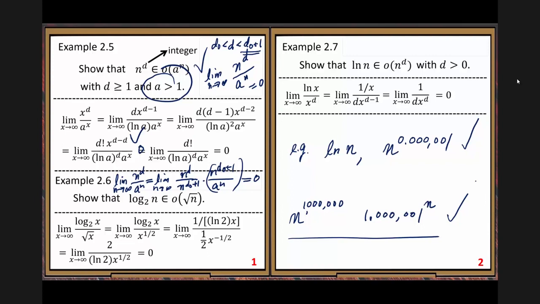So we finish this topic. These two results, basic results, important. One is this one, another is this one. These two basic results, very important. All right. Then next topic.